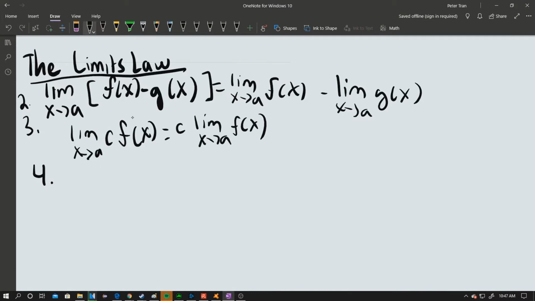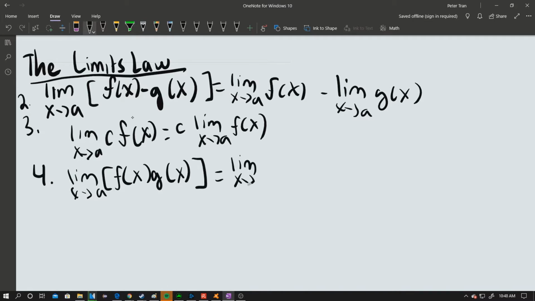The fourth limit law, the limit of a product. The limit of the product is equal to the product of the limits. Okay, that's the fourth limit law.